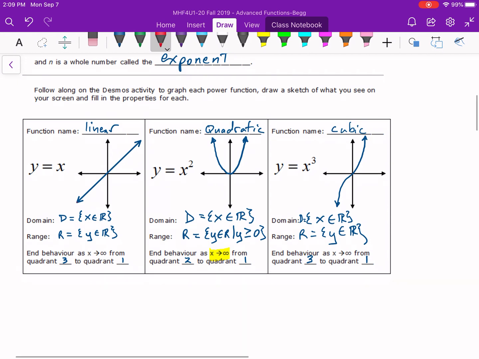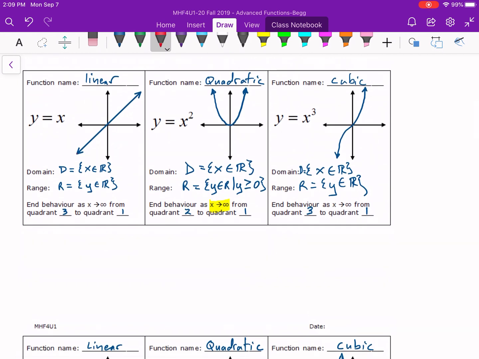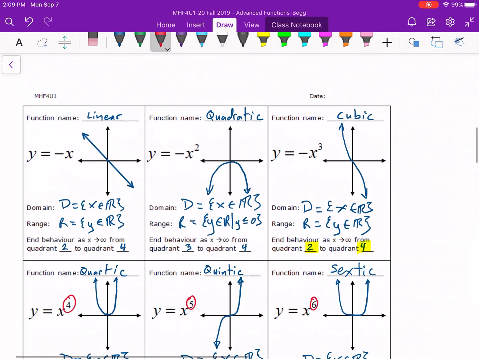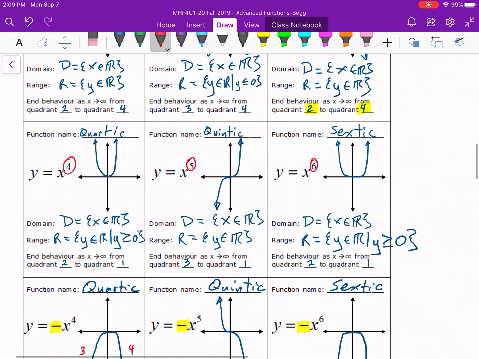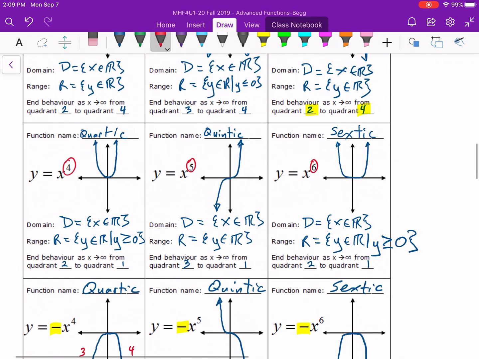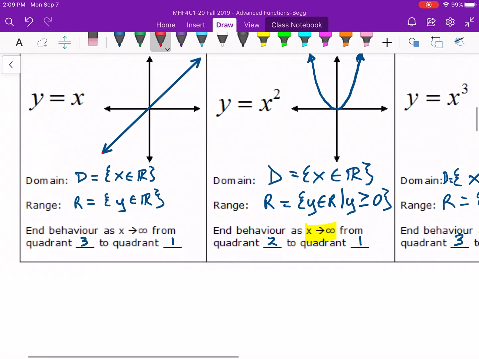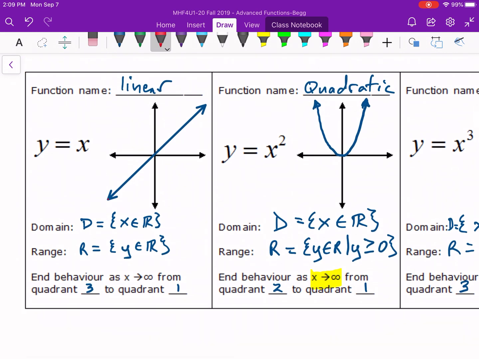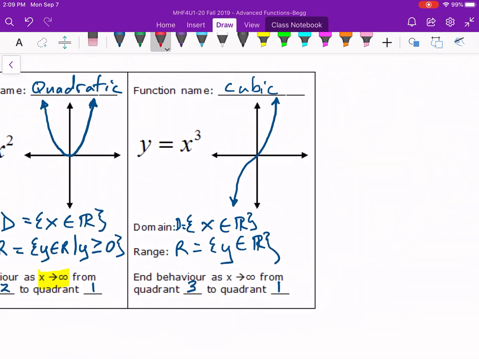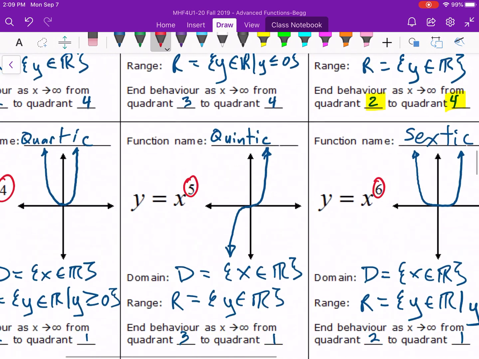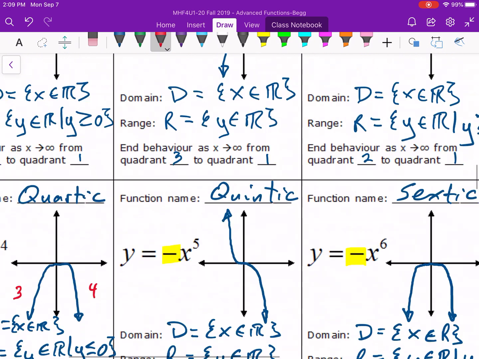In other words, linear is a very basic kind of parabola, and cubic follows the same behavior, same end behavior, same domain, same range as linear does, and so does quintic. So I can describe them as behaving like a linear function. And all those linear functions, again, we can go through them, end behavior, quadrant 3 to quadrant 1, quadrant 3 to quadrant 1. Let's go down to quintic, quadrant 3 to quadrant 1.